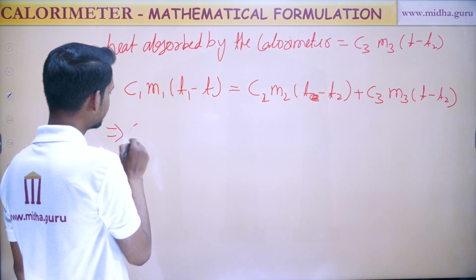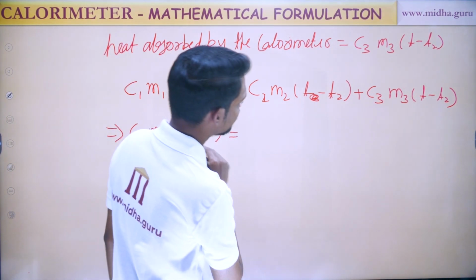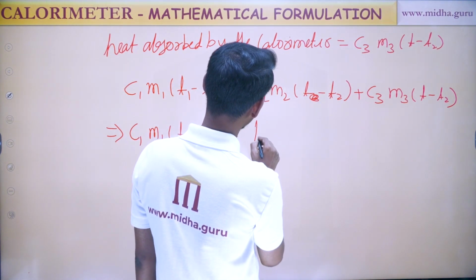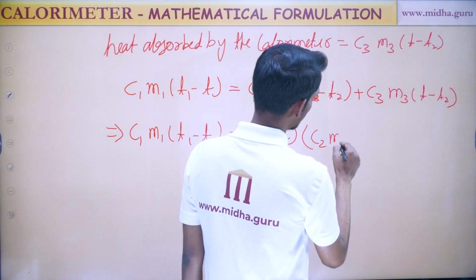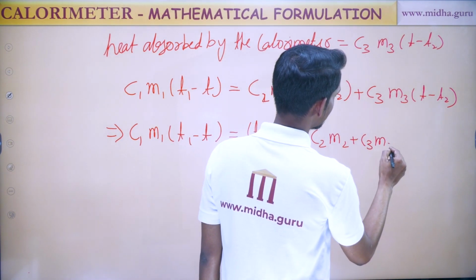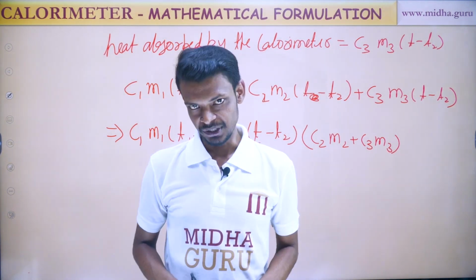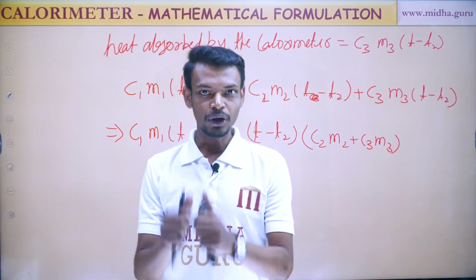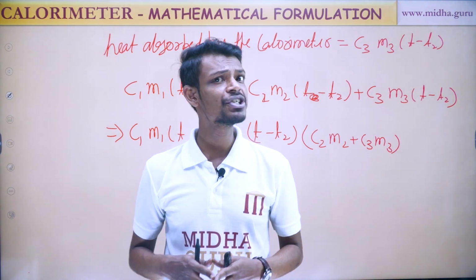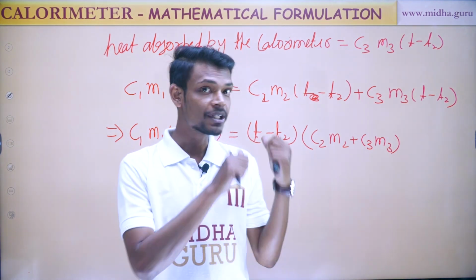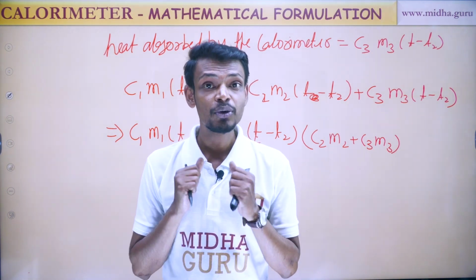This can be simplified further and it becomes C1 M1 (T1 minus T) equals (T minus T2) times (C2 M2 plus C3 M3). Okay, so this was the mathematical formulation for the calorimeter. This concept that we have just discussed is very important. Specifically, a lot of numerical questions are asked in the examination related to this concept. So do not forget to solve as many questions from this concept as you can.